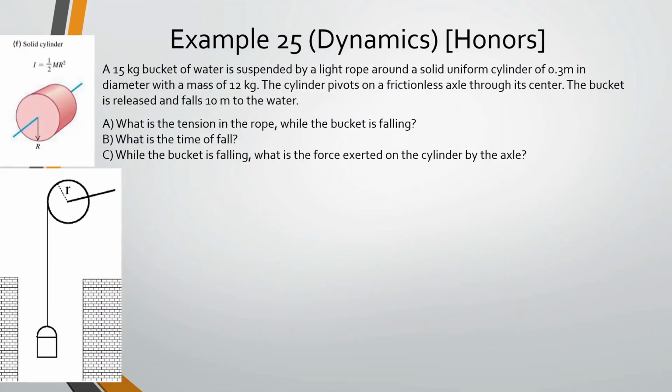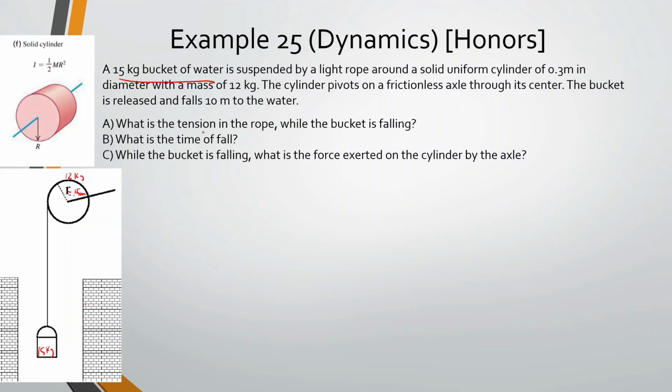All right, let's look at this problem. A 15-kilogram bucket of water is suspended by a light rope. Okay, 15 kilograms. Wrapped around a solid uniform cylinder of 0.3 meters in diameter. So that means the radius is going to equal 0.15 meters. Okay. With a mass of 12 kilograms. Okay, this has a mass of 12 kilograms.